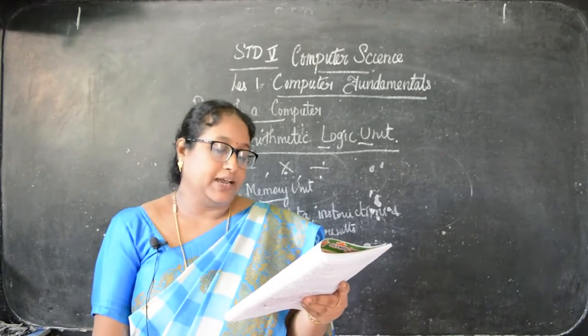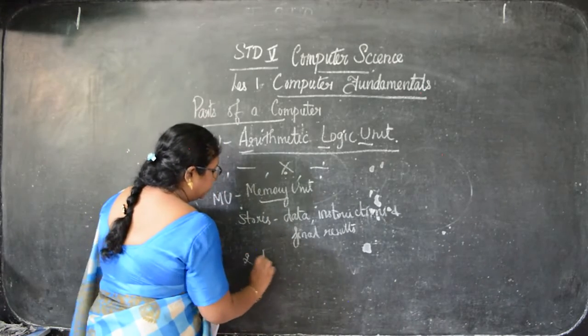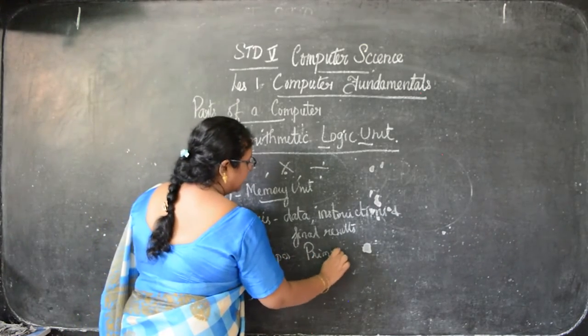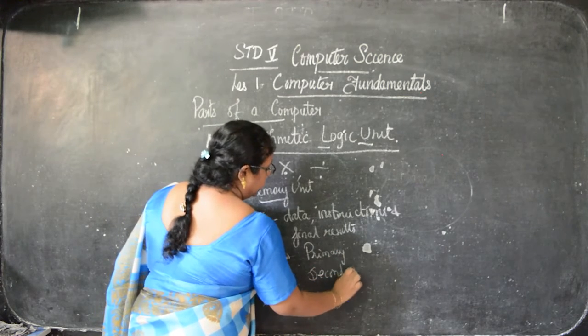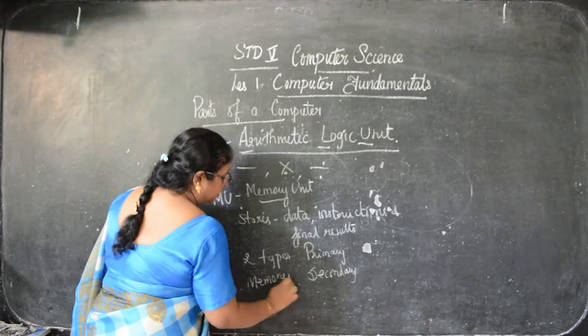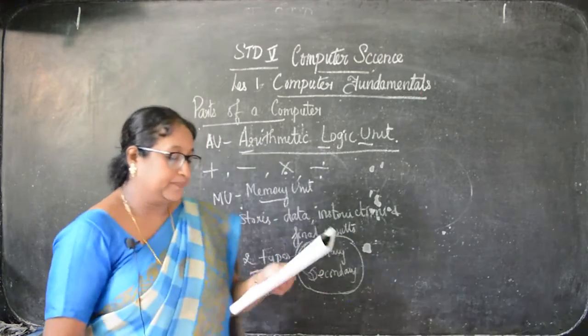The memory unit can be divided into two types, that is primary memory and the secondary memory. What are the two types, children? That is primary and the secondary memories.